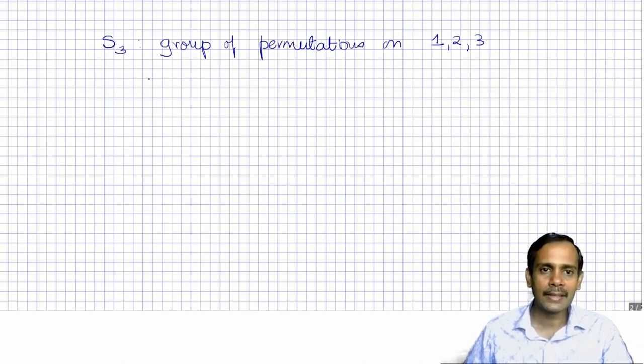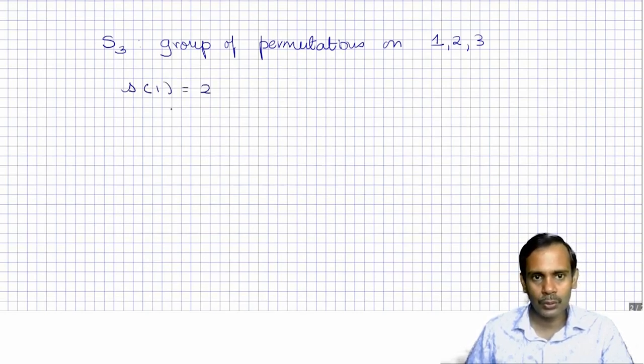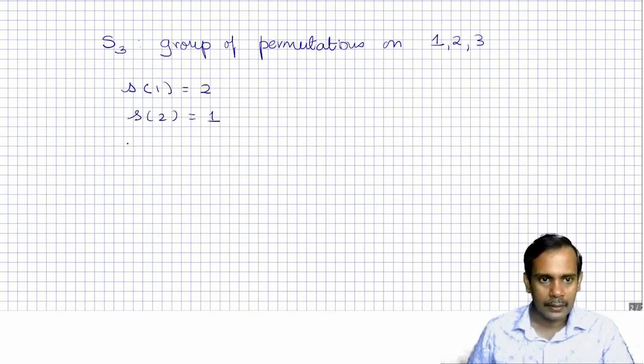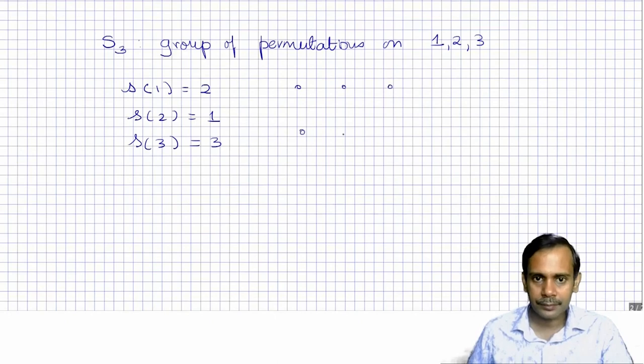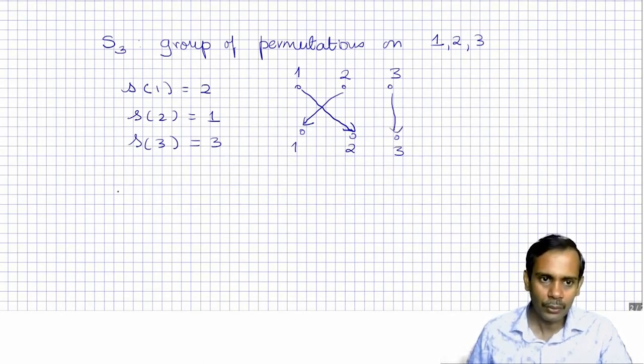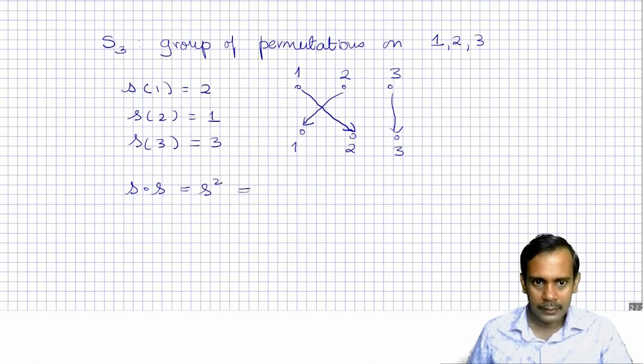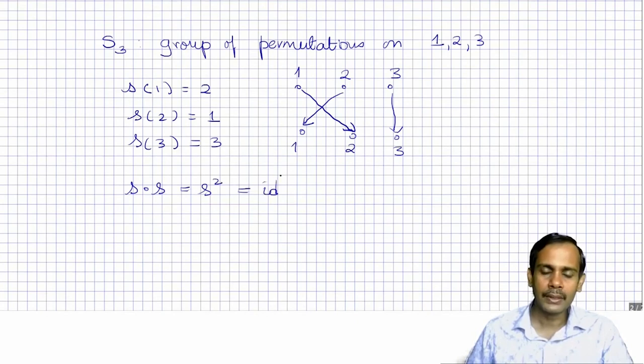So this has some very nice elements. Let's call S the element given by S1 is 2, S2 is 1, and S3 is 3. In our diagram notation, we have here 1, 2, 3, 1, 2, 3, and this element is denoted by this picture. 1 goes to 2, 2 goes to 1, and 3 goes to 3. Now notice that S dot S, which we'll write as S squared, is the identity. Because if you take 1 to 2 in S, then S squared will take 2 back to 1. You can work this out easily.